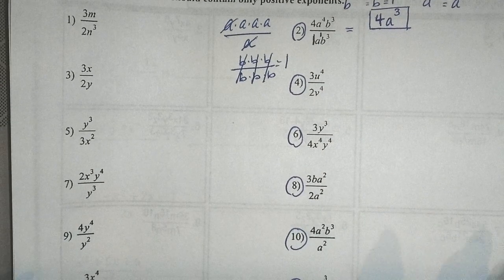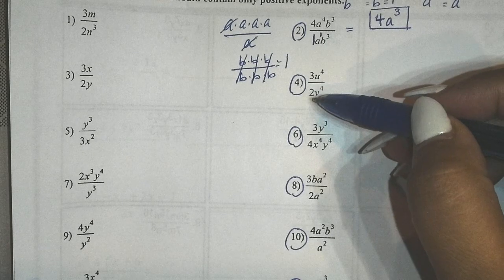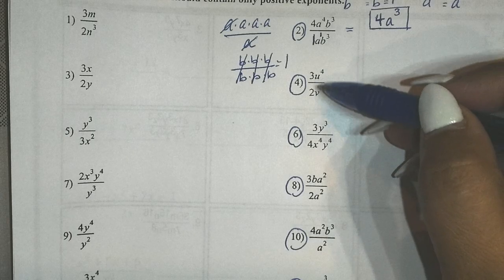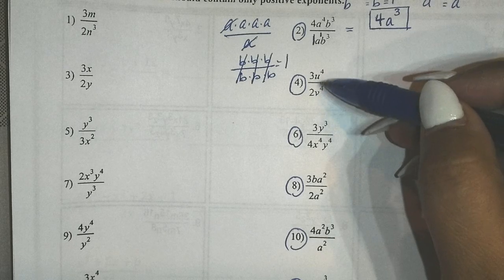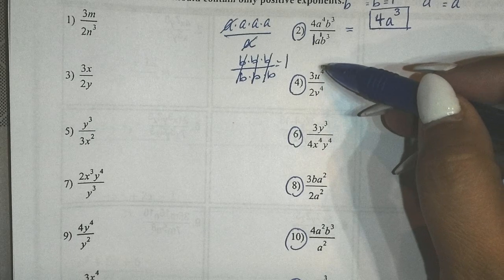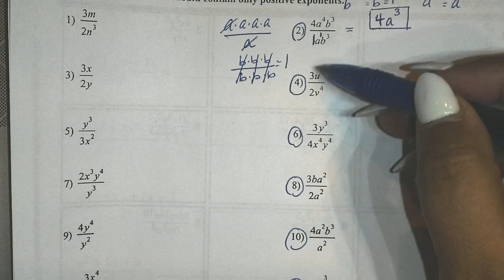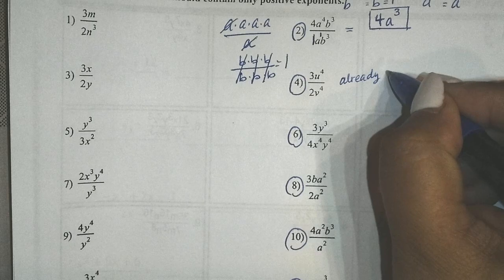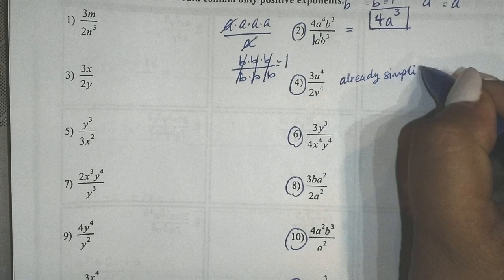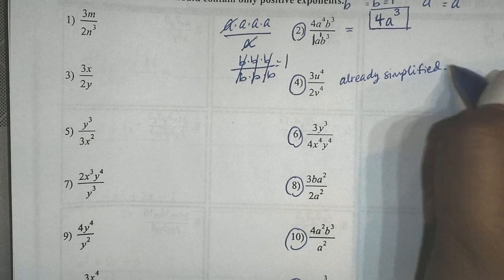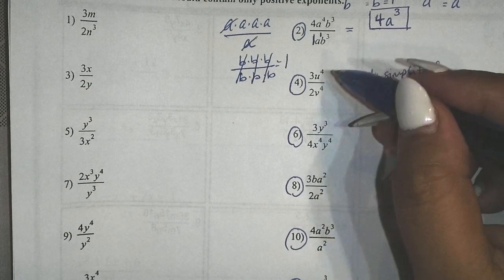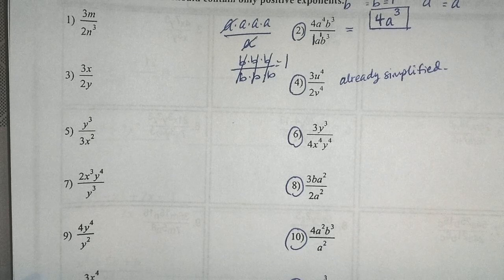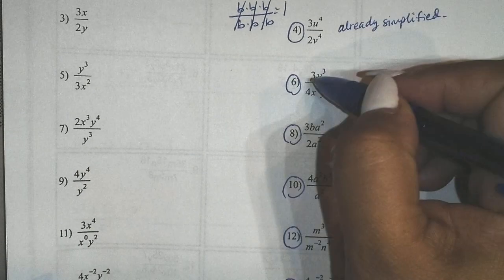All right, let's look at number 4. Now, number 4, 3 divided by 2 cannot be reduced any further. I don't have a u to divide with this u, and I don't have another v to divide with this v, so this one's already simplified. The only thing is that you're not supposed to have any negative exponents or any 0 exponents left over.